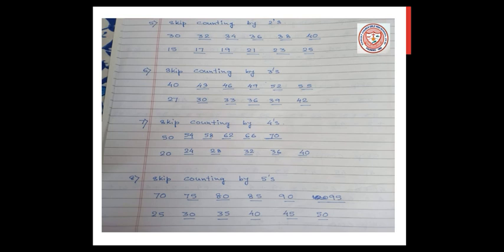Skip counting by fives. 70, 75, 80, 85, 90, 95, 25, 30, 35, 40, 45, 50. I repeat, 70, 75, 80, 85, 90, 95, 25, 30, 35, 40, 45, 50.